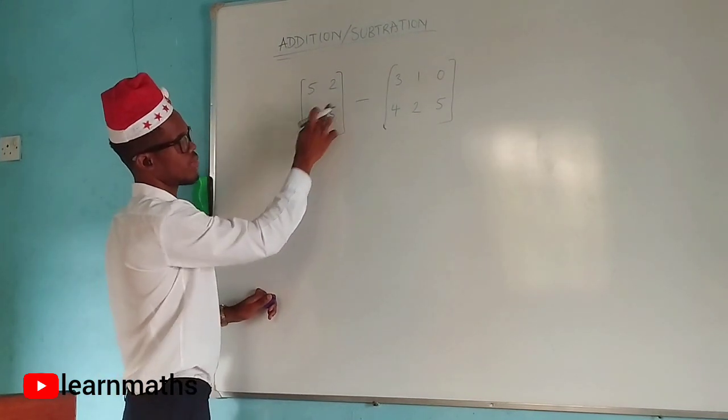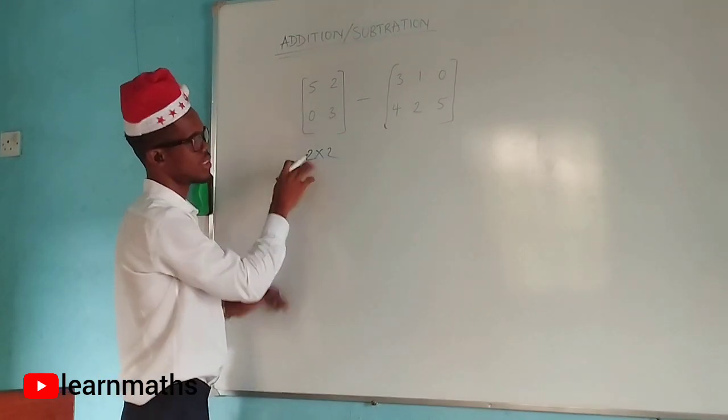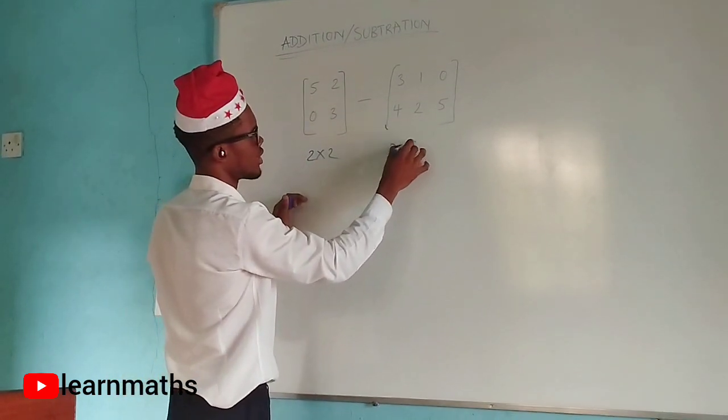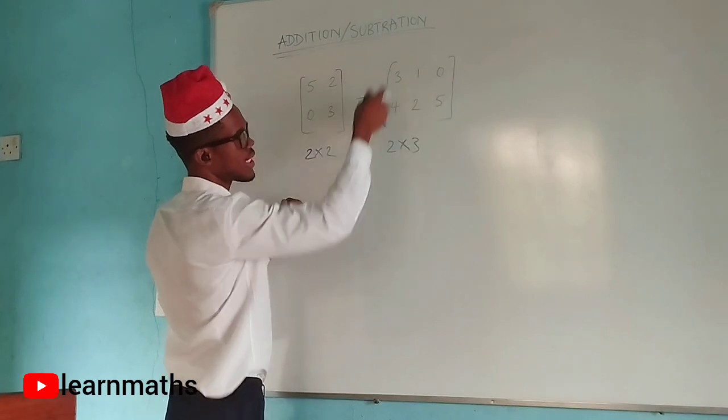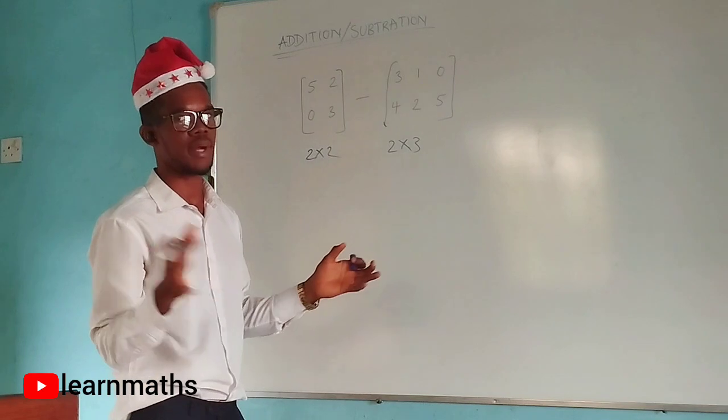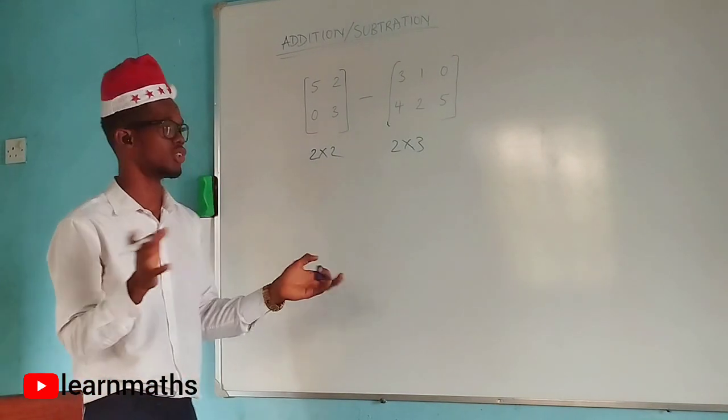This is a 2 by 2 matrix, right? 2 rows, 2 columns. Then this is a 2 by 3, right? 2 rows, but this time around 3 columns. Now listen, these two matrices are not compatible for addition or subtraction.